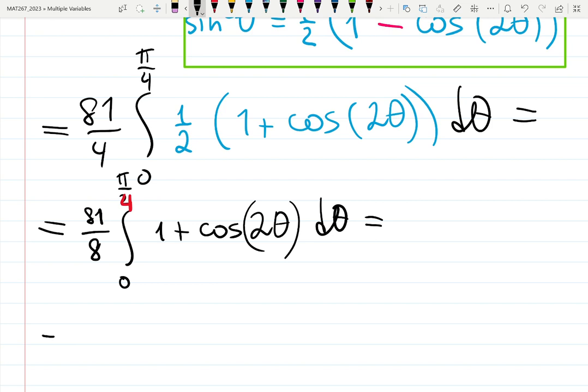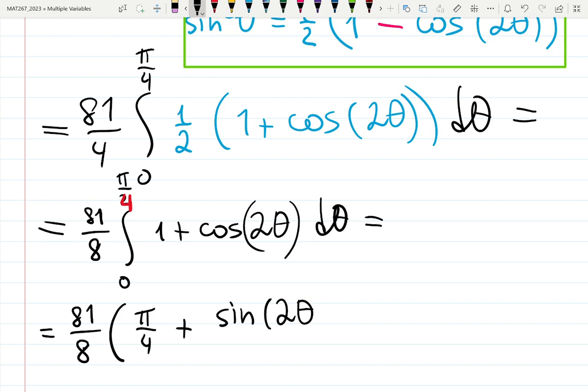So the first answer is 81 over 8 times pi over 4. The first integral gave me pi over 4. Plus cosine: integral of cosine gives you sine. Plus or minus? Plus. So I'm going to write down sine 2 theta. But then it's also a u sub inside because of 2 theta, so we divide by 2.